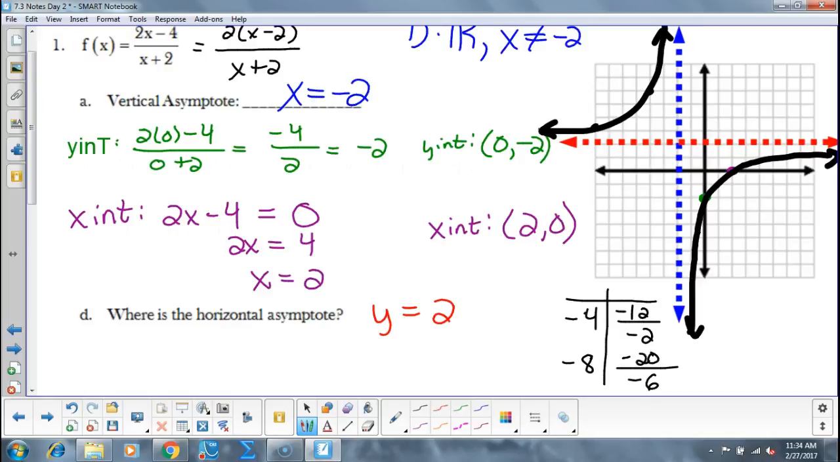Now, from that, I can say, as x approaches positive infinity, my function approaches 2 from below. As x approaches negative infinity, my function approaches 2 from above. As x approaches negative 2 from the left, my function goes to positive infinity. And as x approaches negative 2 from the right, my function goes to negative infinity.